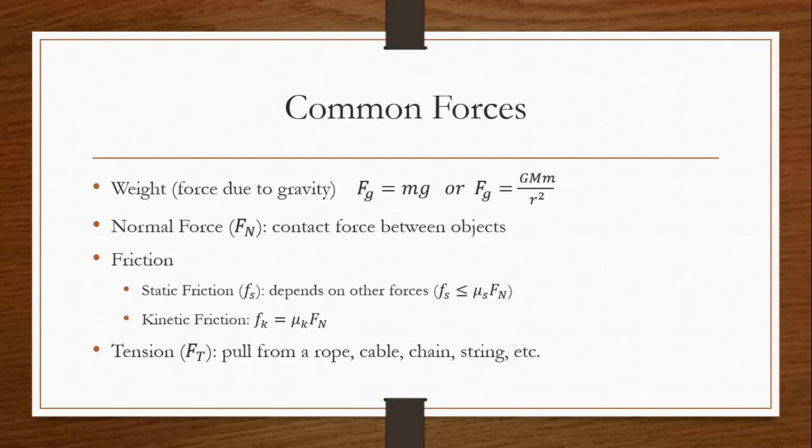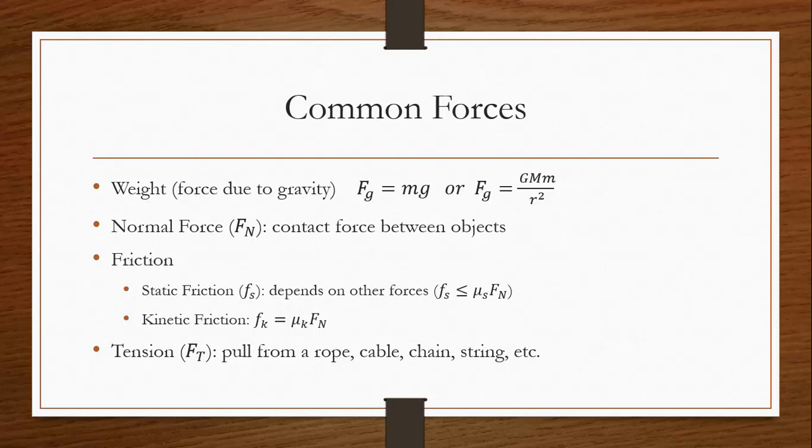The third of what I call the common forces is friction. And friction comes in really two varieties. One is static friction, which we use Fs for. Basically, static friction is acting on two objects if the surfaces of those objects are not sliding with respect to one another. So if you look at where one object contacts another object, that point of contact is stationary.